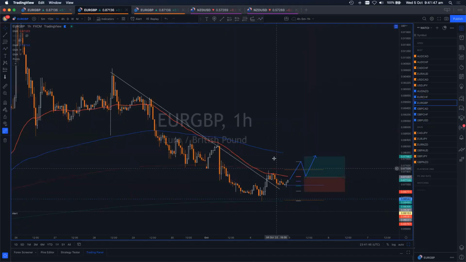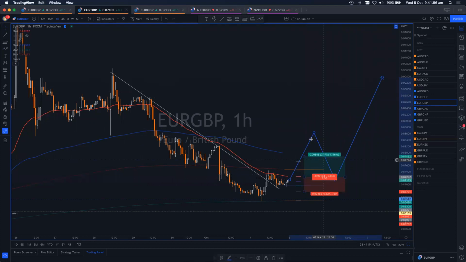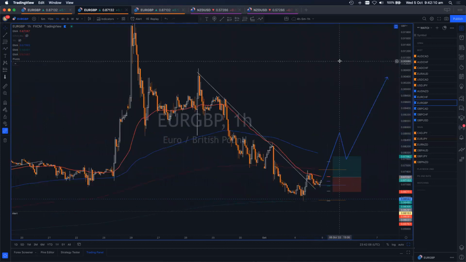In theory, if you get a 4 hour 50 break further down the line, and we get a retest of the 4 hour 50, that'd be pretty good proof that we've got more strength in the euro or weakness in the pound, and then we can take this up to the highs. That'd be a nice one.